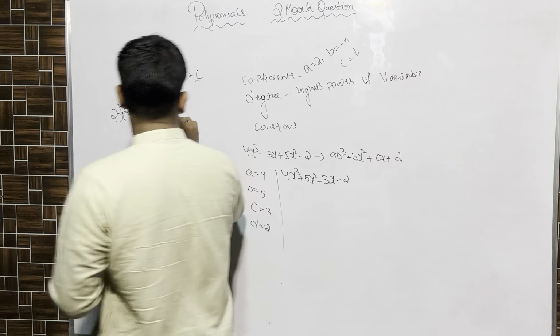Next, what is the degree? Degree is 3. The highest power of the variable is 3, so that's why its degree is 3. What is the constant term? The constant term is -2. We have the A, B, C, D values, the degree, and we also found the constant term. Cubic polynomial, quadratic polynomial completed. So degree, coefficient, and these values you have to identify. That is very important in this.